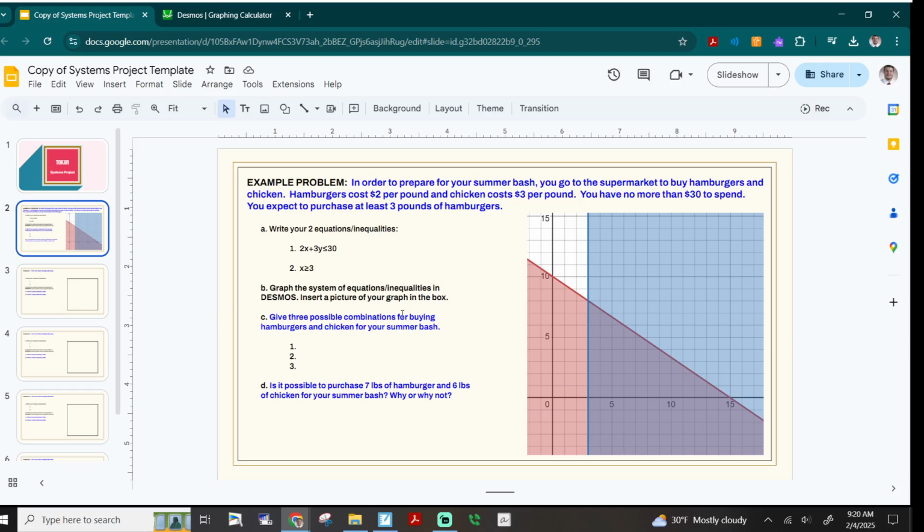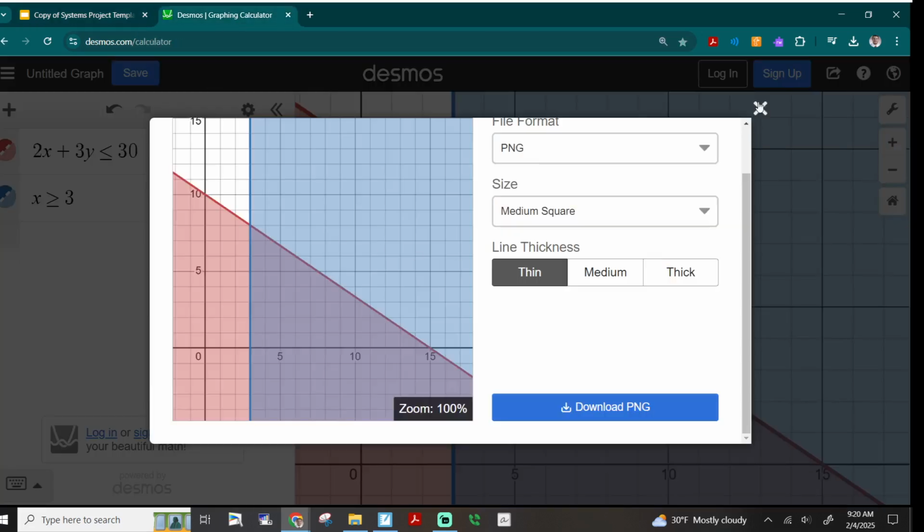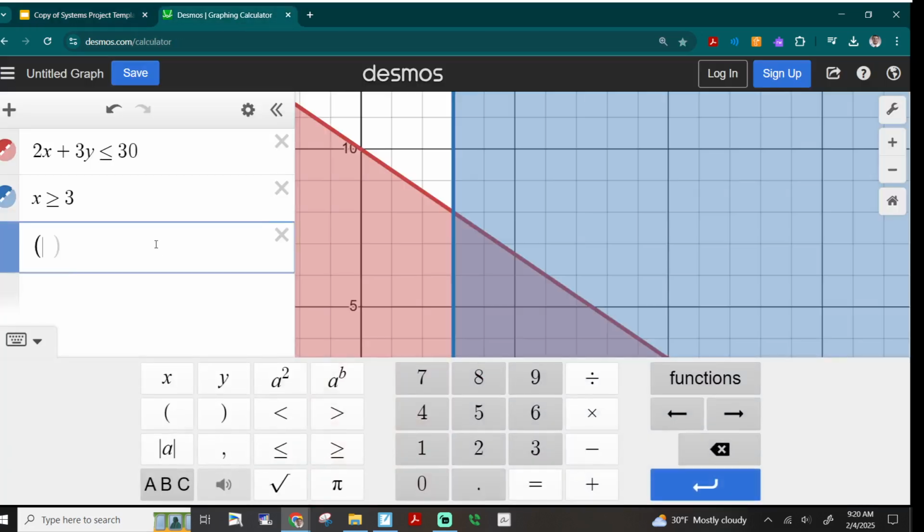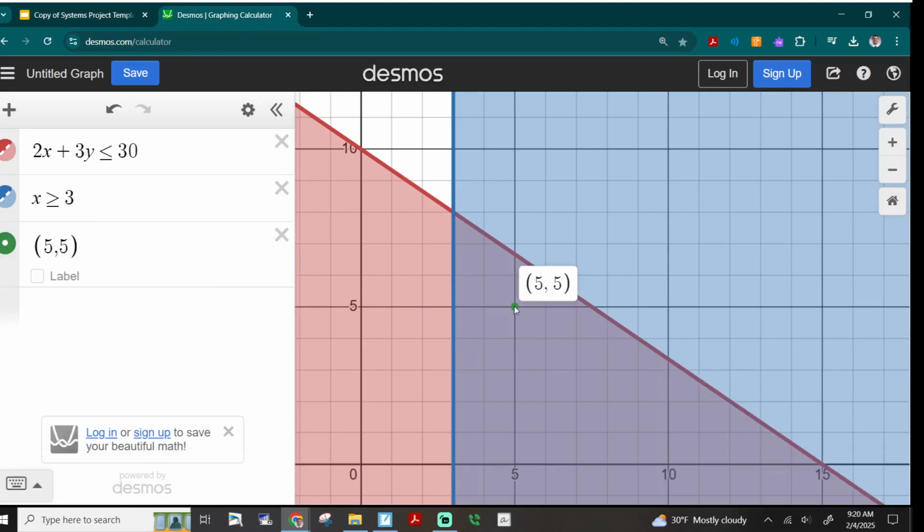and now it is time for me to give 3 possible combinations for buying hamburgers and chicken. So I'm looking for points that are inside of my double shaded region. So for example, the point 5, 5. I could go into Desmos and check it. Type in the point 5, 5. That point is in both the blue and the red.